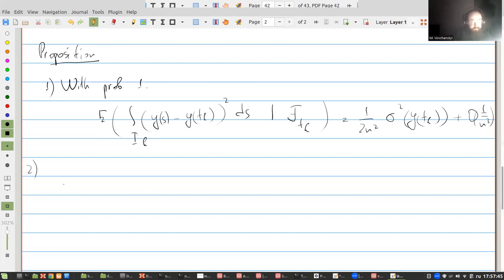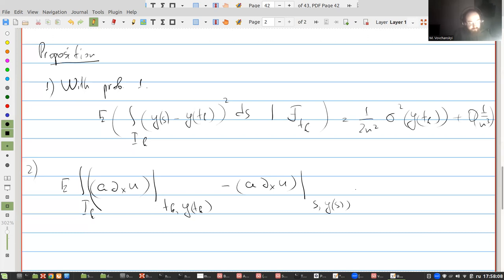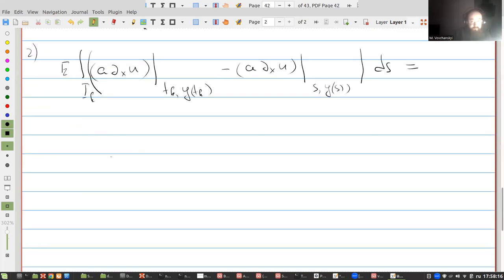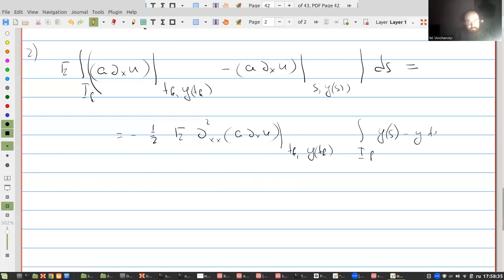And second, why we need this, because we will be getting an expression of this type: minus dx u, the same variable expression, but calculated at ys, ds. And this is actually minus 1/2 second derivative in time at tk, ytk. And here exactly the correction. It's not a correction, it's the weight. So this gives sigma squared.